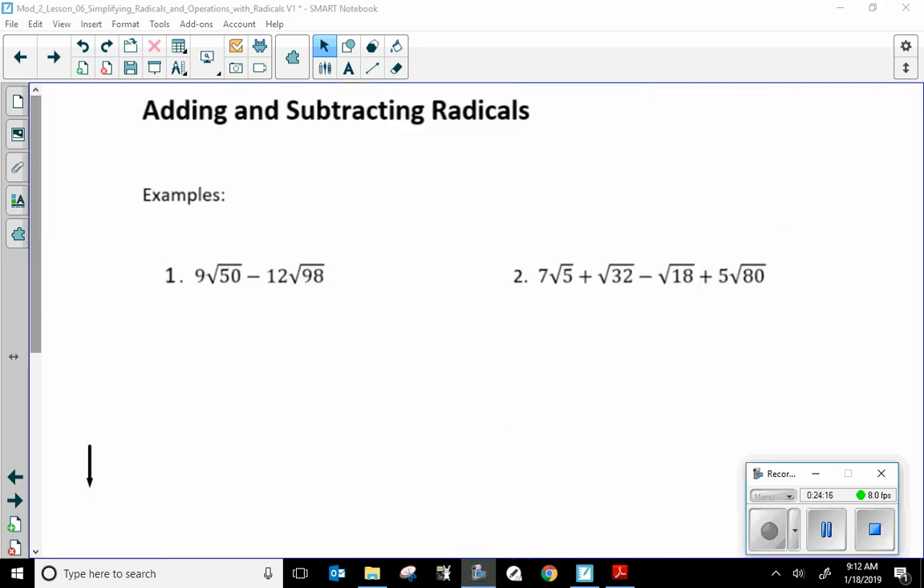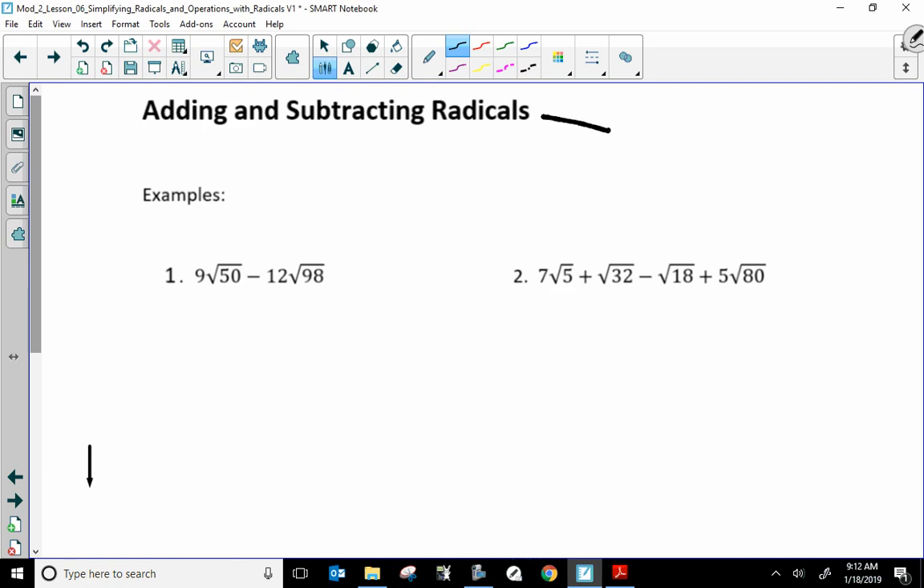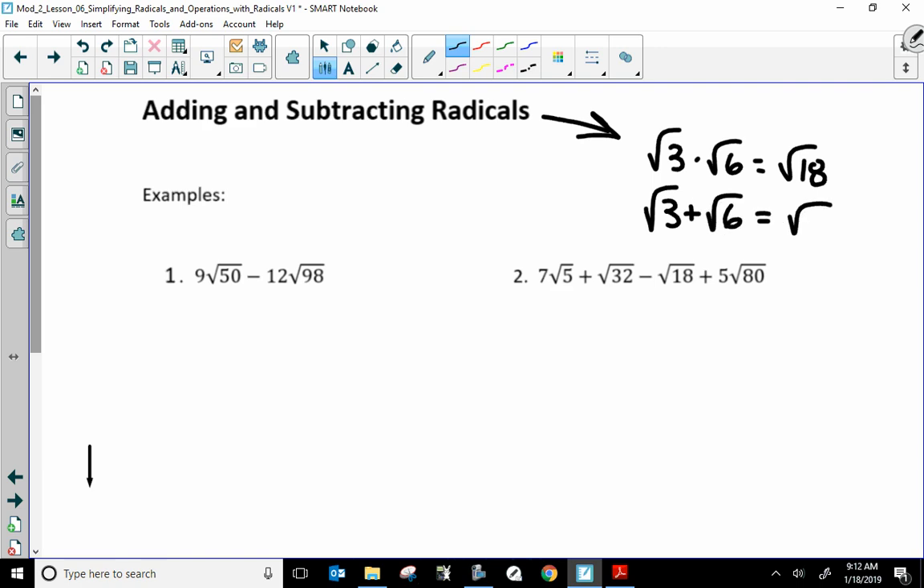All right, adding and subtracting radicals. I'm not going to spend too much time on this. I just want to show you the basics. And there's one basic rule. Whenever I add or subtract, I'm not talking multiplying and dividing. I can take radical 3 times radical 6 and get radical 18, but I cannot add radical 3 and radical 6 to get radical 9 or radical 18.